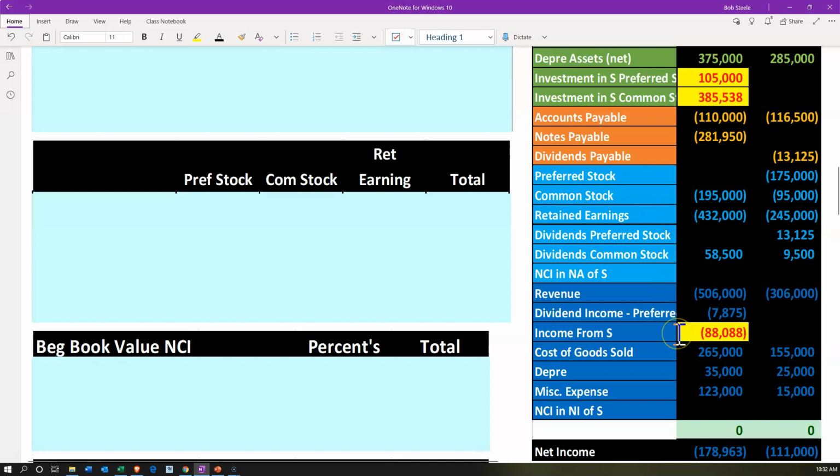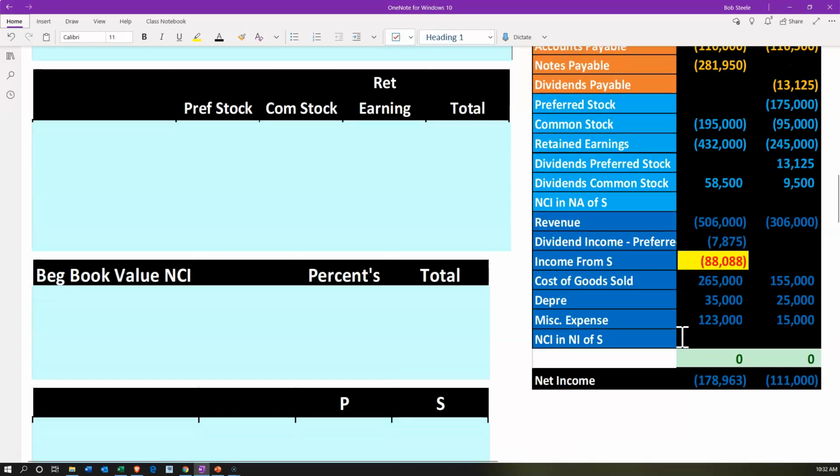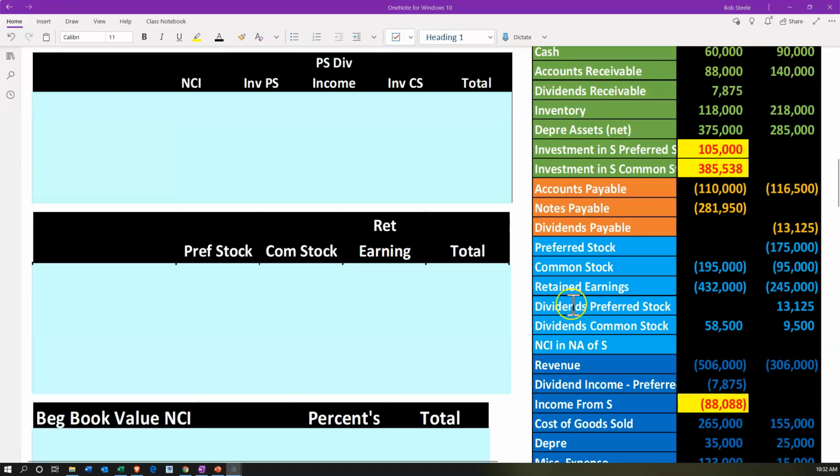Then down below on the income statement, we have the dividend income reported by P for the preferred stock distributed by S that we'll have to deal with because that's an intercompany income account. And then we have the income from S, which is our typical account on P, accounting for equity in S using the equity method. So first thing we want to do is basically reconstruct the equity section for S.